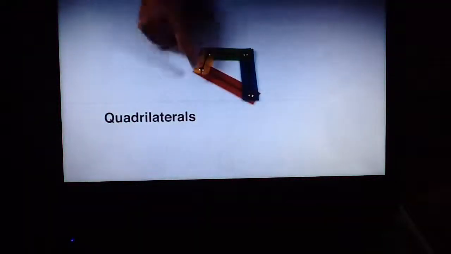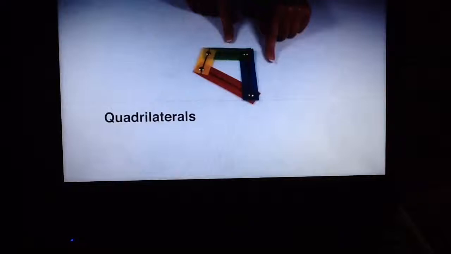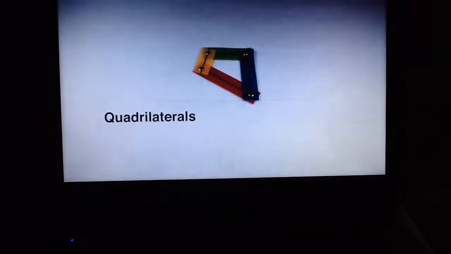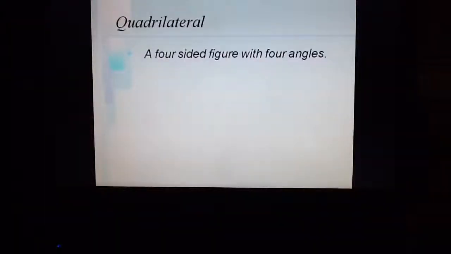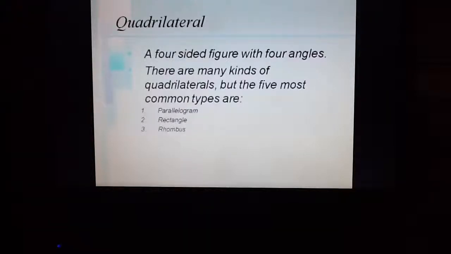Quadrilaterals, we know, are polygons that are made up of four edges. However, we also know we tend to use words such as squares, rectangles, or even trapezoids to describe a lot of these figures. That's what we need to look at. What takes a shape from simply being a quadrilateral to one of these more specific types? So a quadrilateral is a four-sided figure with four angles. There are many kinds of quadrilaterals, but the five most common types are parallelogram, rectangle, rhombus, square, and trapezoid.